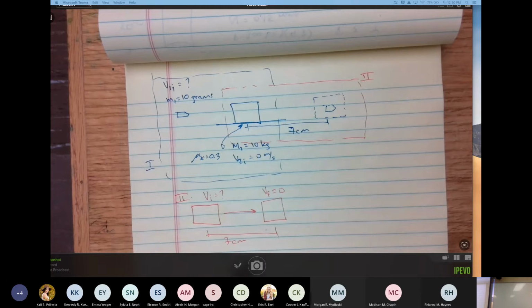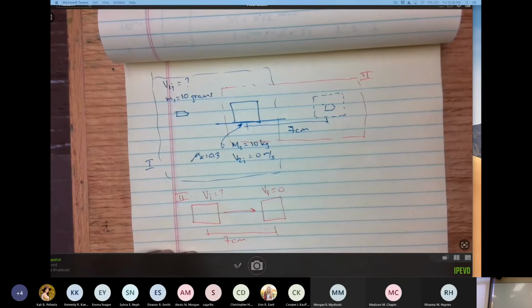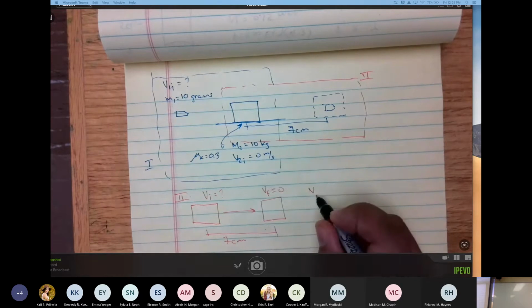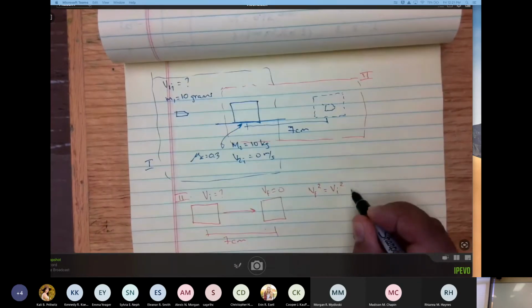Okay, there's one equation that can help me relate these three quantities. It's not an equation that we use a lot. We used it like a month ago, so I don't expect you guys to remember it. But that equation looks something like that: final velocity squared equals initial velocity squared plus 2 times acceleration times delta x.